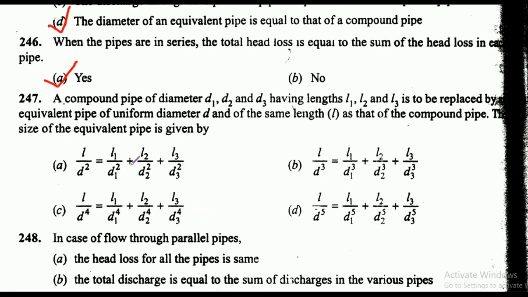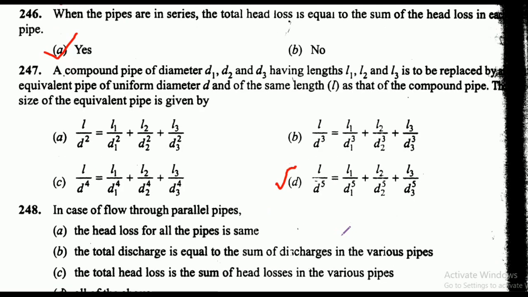Next is a compound pipe of diameter d1, d2 and d3 having lengths L1, L2 and L3 is to be replaced by an equivalent pipe of uniform diameter d and of the same length L as that of the compound pipe. The size of the equivalent pipe is given by. Here friends, these are the options, and here correct answer is option D, that is L upon d raised 5 is equal to L1 upon d1 raised 5 plus L2 upon d2 raised 5 plus L3 upon d3 raised 5.